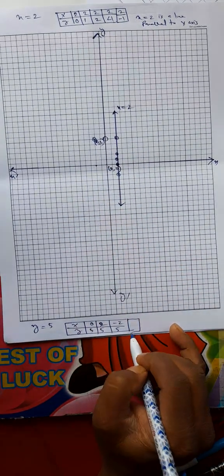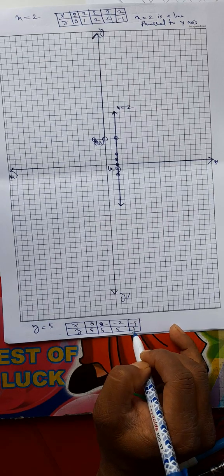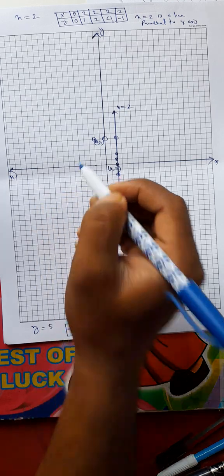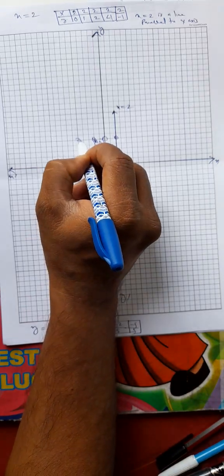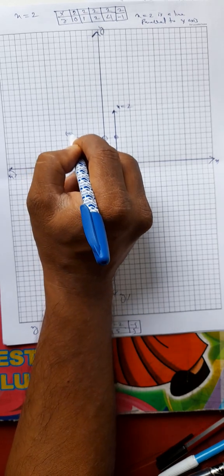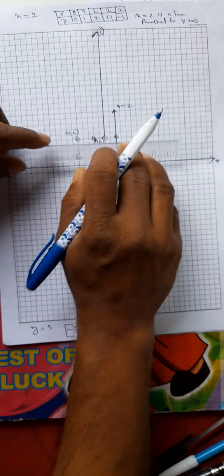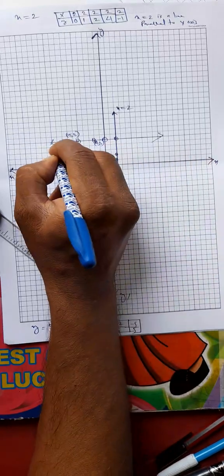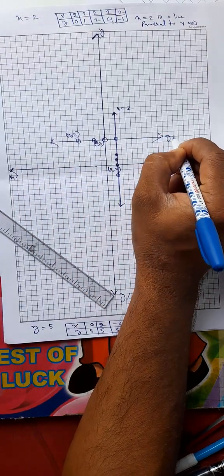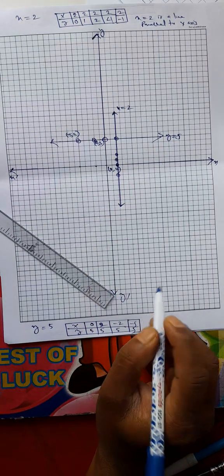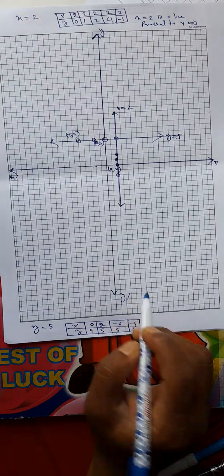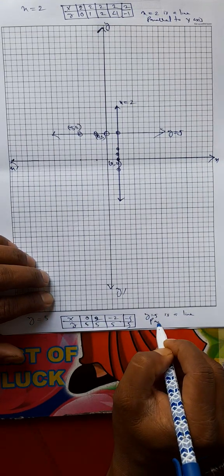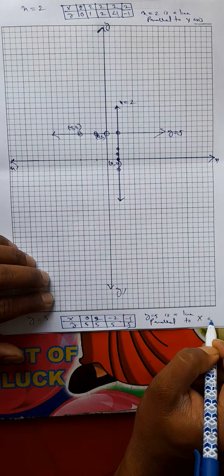X equal to say minus 5, y equal to 5. Count 1, 2, 3, 4, 5. Here, y equal to 5. This point reflects minus 5, 5. Now you join these points. So you got a straight line. This line reflects y equal to 5. So y equal to 5 is a line parallel to the x-axis.